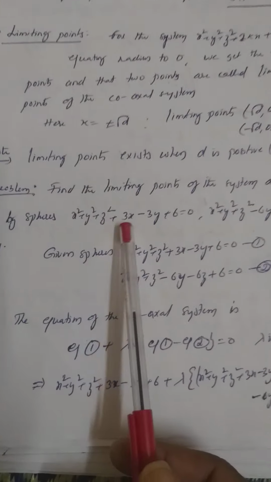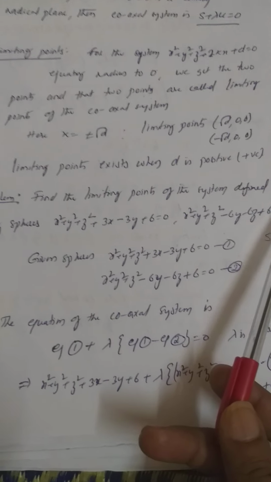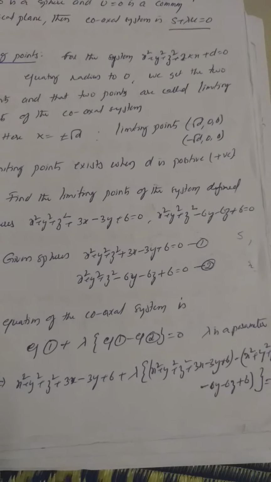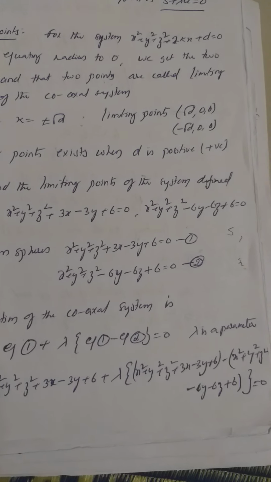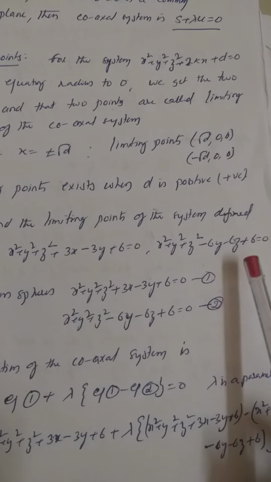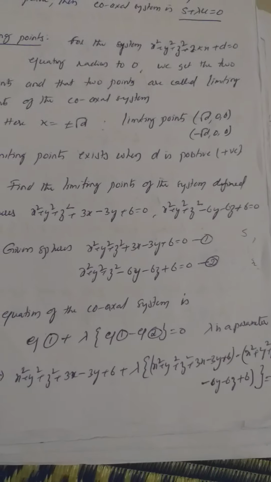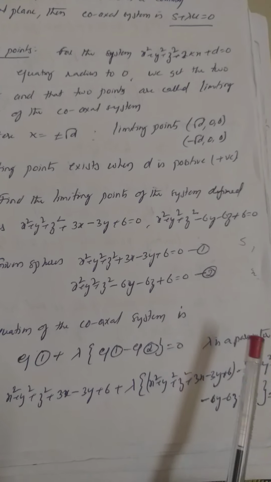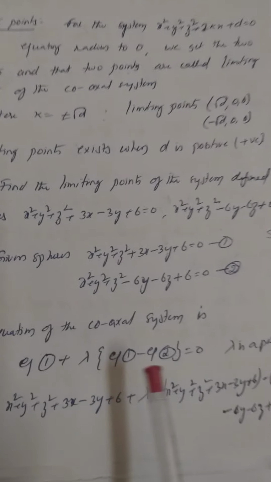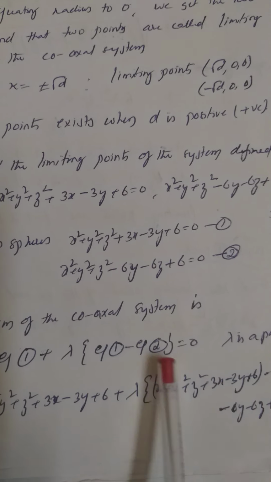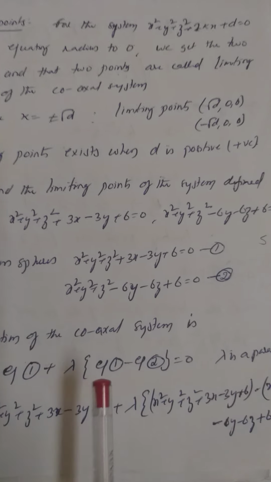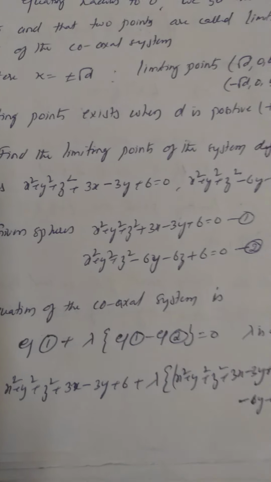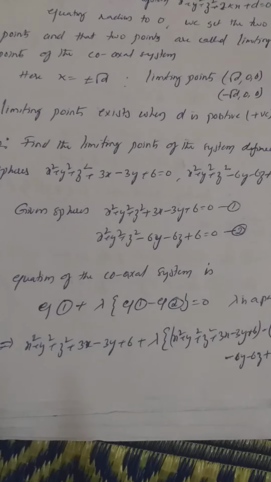Now one example is given to you. Find the limiting points of the system of spheres given. Now here it is not in the coaxial system. Two spheres are given to you, S1 is equal to 0 and S2 is equal to 0. To get the coaxial system, what we have to write? First sphere plus lambda into the difference of these two spheres, that means equation 1 minus equation 2 or equation 2 minus equation 1. Here instead of equation 1, you can use equation 2 also, where lambda is a parameter.